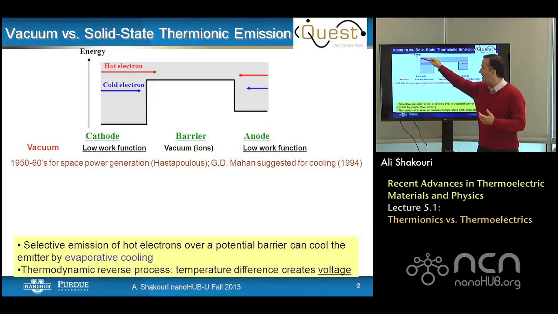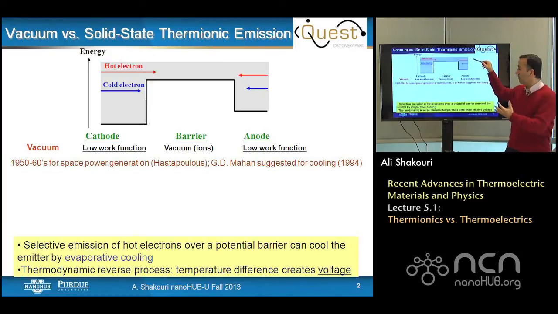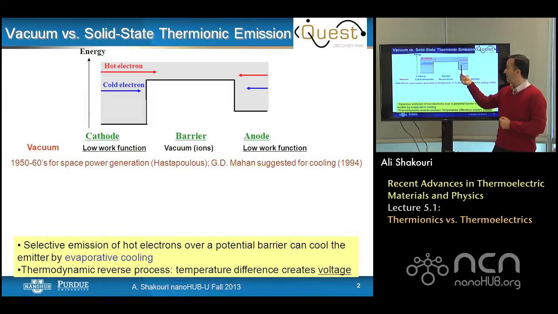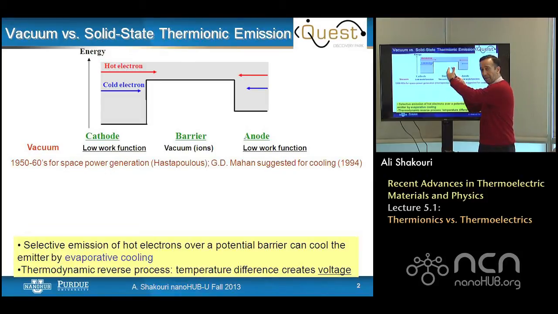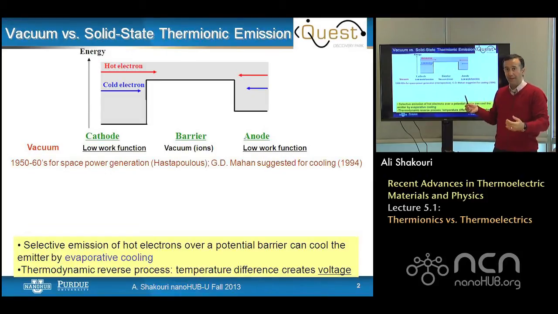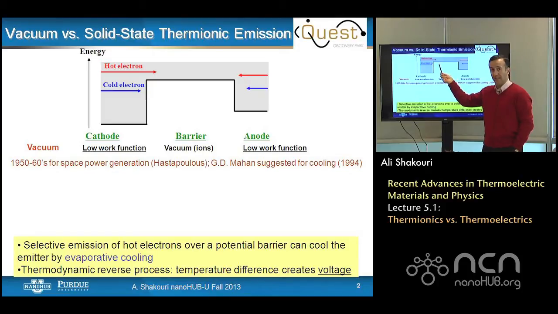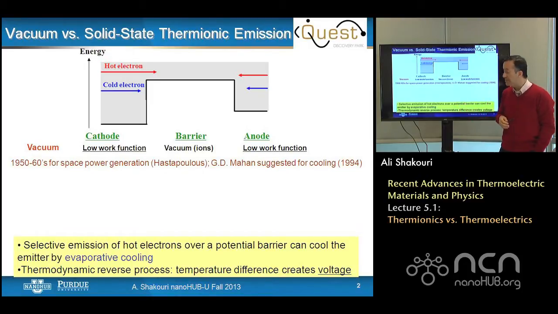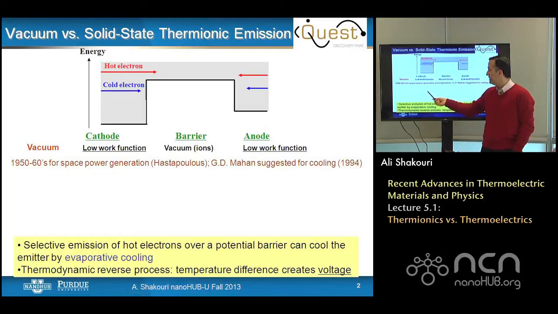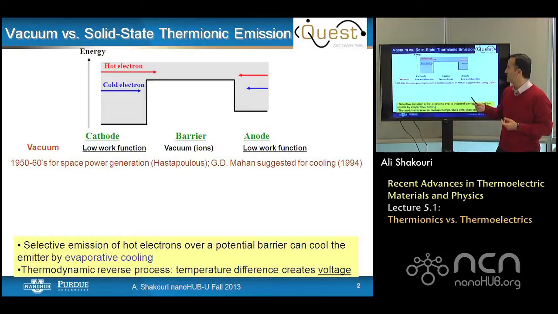If I put hot and cold electrons in contact with hot and cold electrons at the lower temperatures, without energy selection, they come to equilibrium, but you don't do any work. To do real work, you need some selection, and vacuum does that. This is the principle of electron emission in vacuum tubes used in old TVs. In the 1950s and 60s, there were ideas of using this for space power generation.